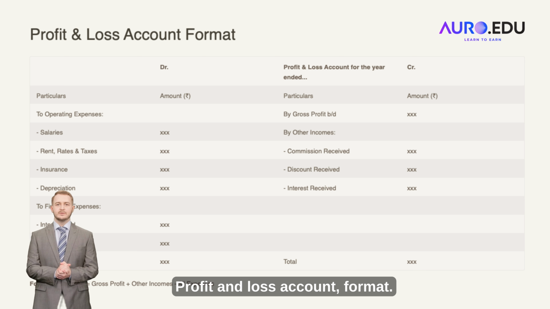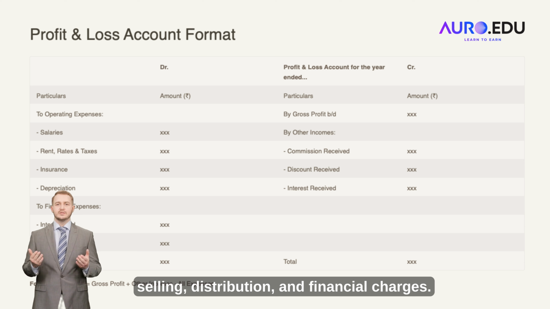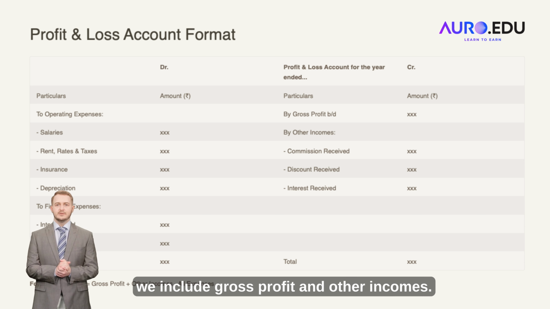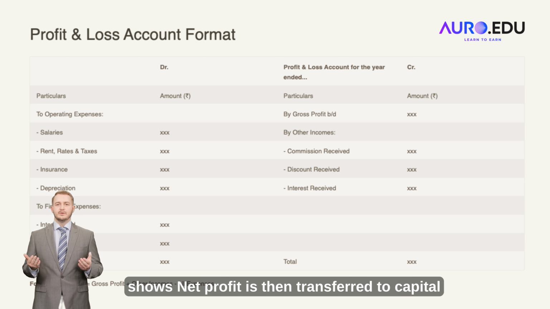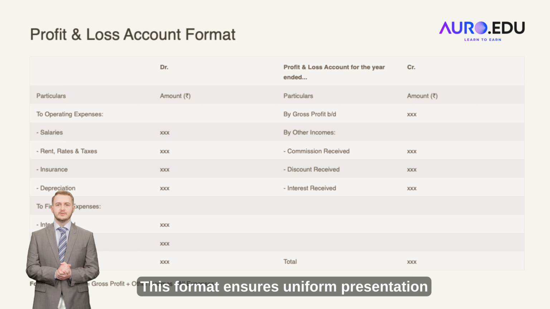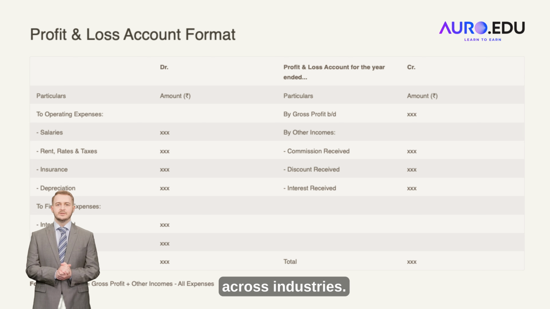Profit and loss account format. On the debit side, we list all expenses such as administrative, selling, distribution, and financial charges. On the credit side, we include gross profit and other incomes. The difference between the two sides gives net profit. Net profit is then transferred to capital or reserves. This format ensures uniform presentation across industries.